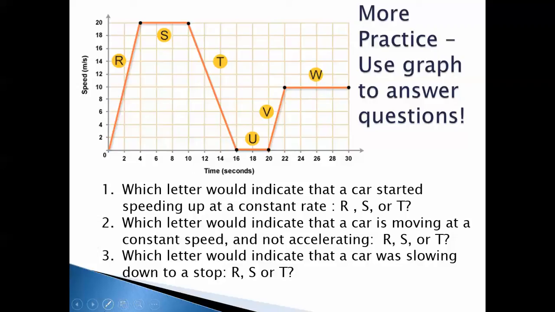Which letter would indicate that a car started speeding up at a constant rate? R, S, or T? Number 2, which letter would indicate that a car is moving at a constant speed and not accelerating? And number 3, which letter would indicate that a car was slowing down to a stop?